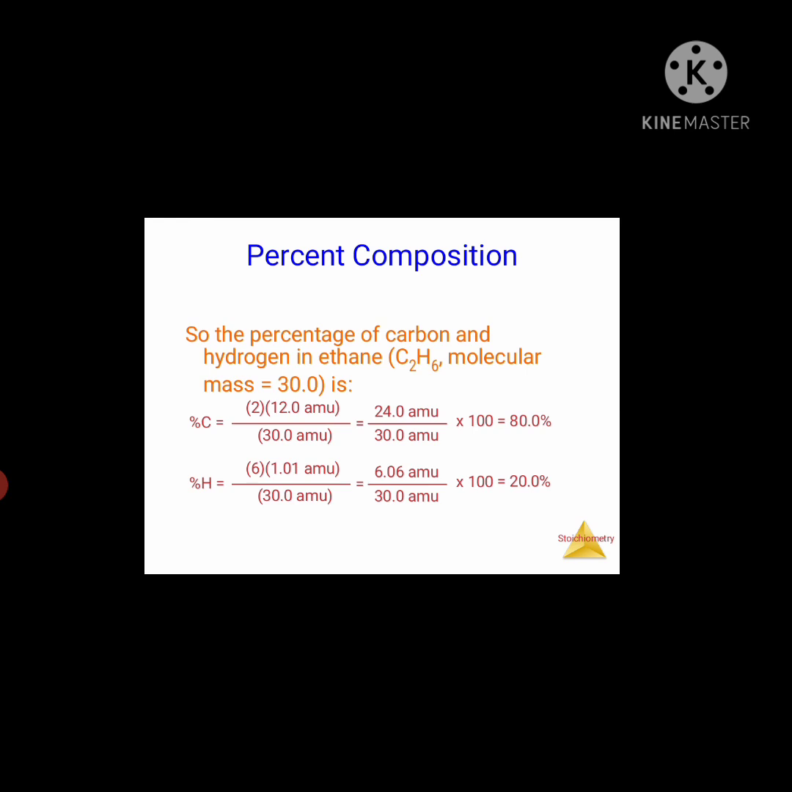And for example, if you are asked to get the percent of carbon, you can have there 2 times 12 atomic mass units divided by the total molecular mass, which is 30, which would be equal to 24 over 30 times 100, which would be 80%. And percent hydrogen would be 6 times 1 divided by 30, equal to 6 atomic mass units divided by 30 atomic mass units times 100, which will be equal to 20%.